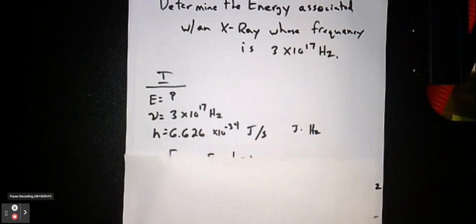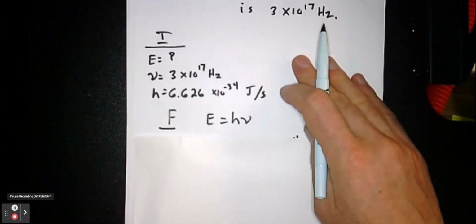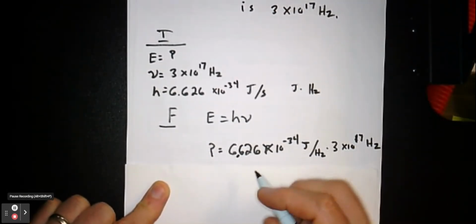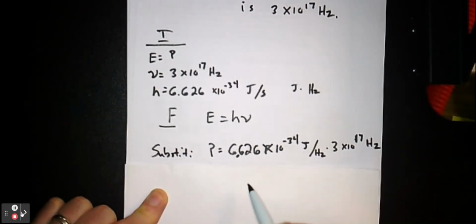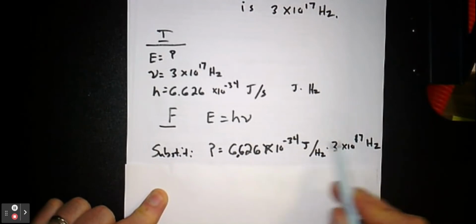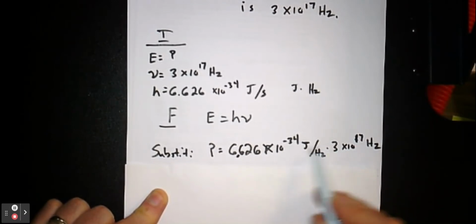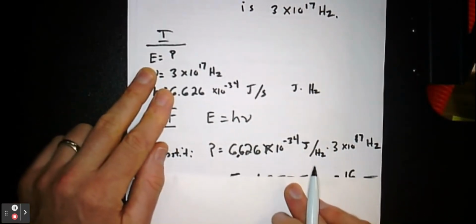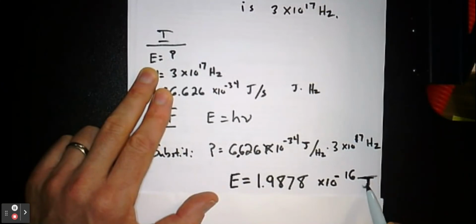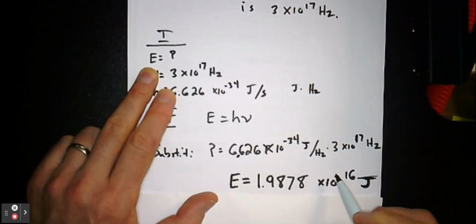Now, the second step is the formula: E equals Planck's constant times nu. Then I substitute it in. My substitution step is this number times that number. I'm going to plug that into a calculator. I would add the exponents, so my exponent should be around 17. I get 16, so that was good mental math. It was pretty close.